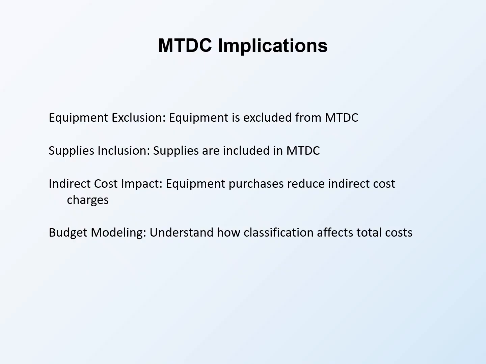For organizations with 50% indirect cost rates, $50,000 of equipment generates zero indirect costs, while $50,000 of supplies generates $25,000 in indirect costs. Understanding how classification affects total costs helps you model budgets accurately. The direct cost amount is only part of the picture. Indirect cost implications should also be considered when planning major purchases.